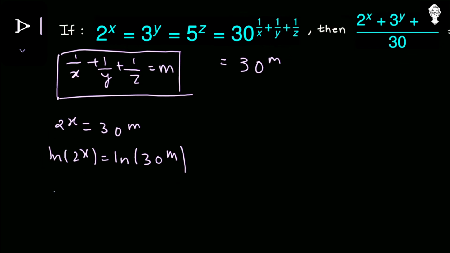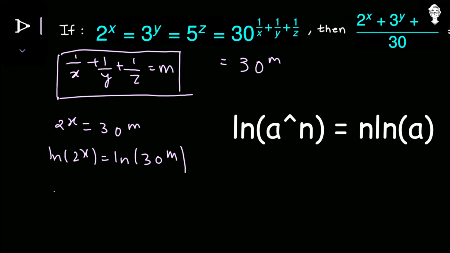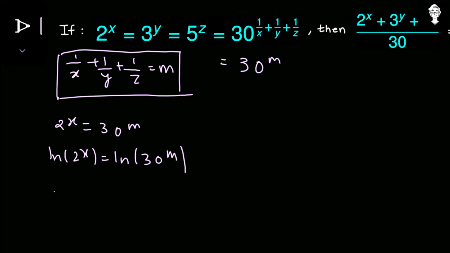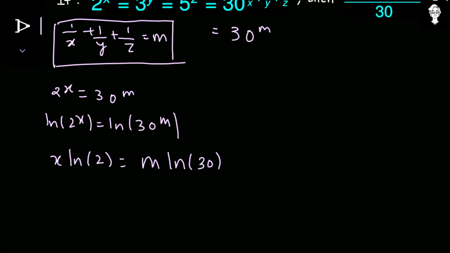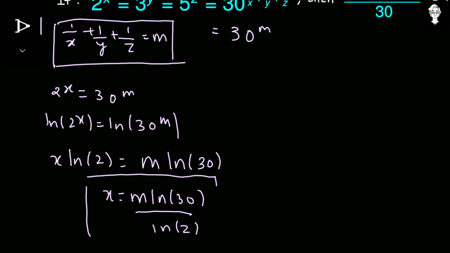And now we can simply apply the logarithmic rule that natural log of a to the power n is equal to n times the natural log of a. So as per that, natural log of 2 to the power x will turn out to be x multiplied with natural log of 2, and this is equal to natural log of 30 to the power m. From the same rule we will have that natural log of 30 to the power m will turn out to be m times the natural log of 30. And now we'll solve this equation to get the value of x, by dividing both the sides by natural log of 2. So x is equal to m times the natural log of 30 upon natural log of 2. So here we have the value of x in terms of a constant, that is natural log of 30 upon natural log of 2, and m as a variable.